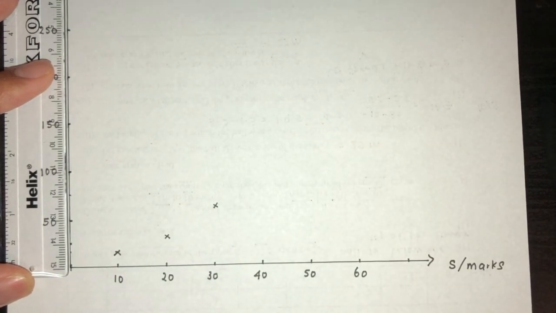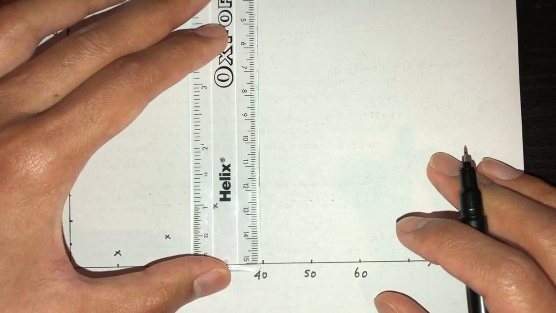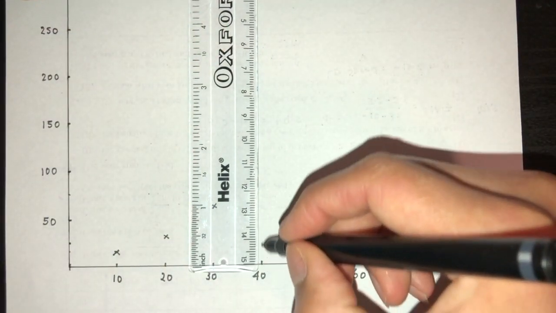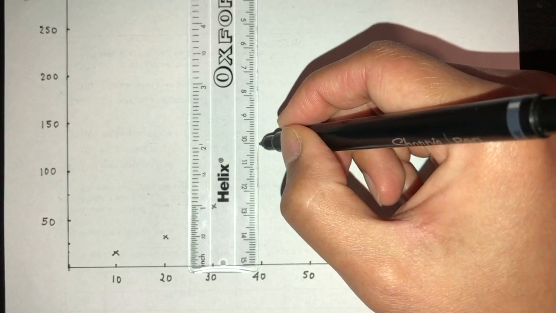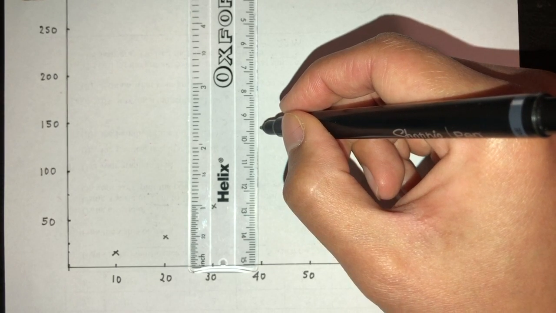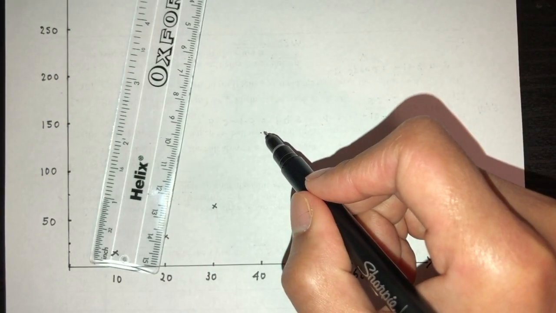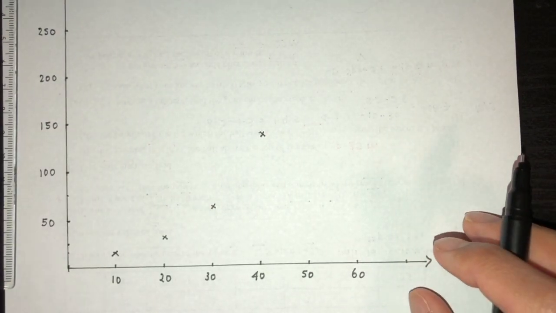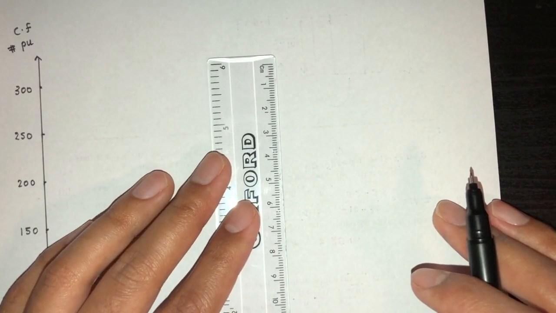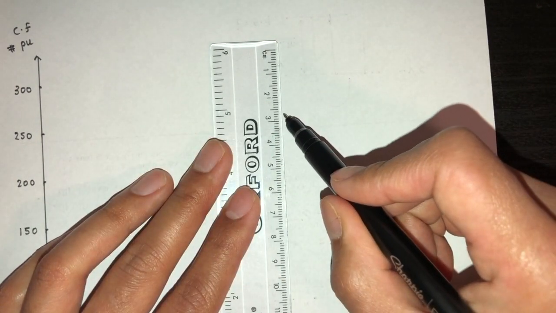Okay, then we have 41, 42. So 41, 42 should be where? Should be somewhere below this one. This is 125. Should be somewhere around here. Let's say somewhere around this point. Okay, and we have 52, 57 should be somewhere. So 250, 57 should be somewhere about here.